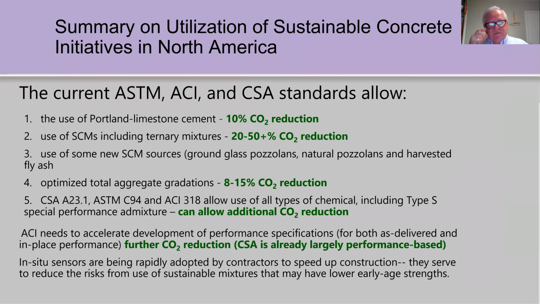In North America, as I said, we're using 15% limestone, which is a 10% reduction in CO2 over previous cement. And depending on the percentage of SCMs, 20 to 50%, you'll save 20 to 50% CO2. We allow new SCM sources as the supply becomes limited on some things like traditional fly ash: harvested ash, ground glass pozzolans, natural pozzolans. And you can save 8 to 15% of cement just by optimizing aggregate gradations, and some state DOTs will require that now.